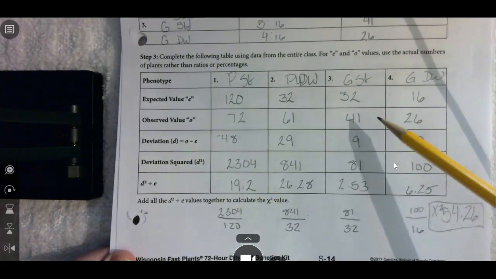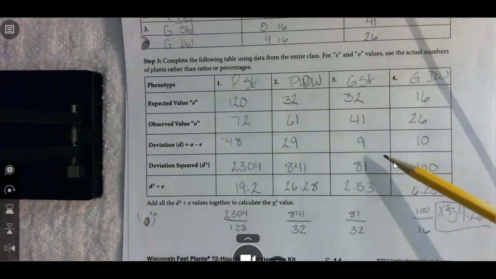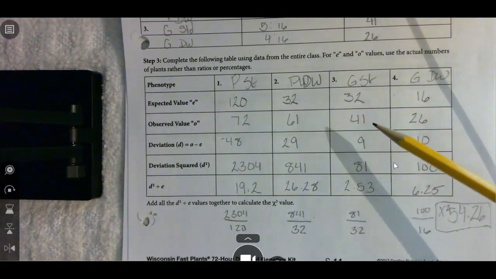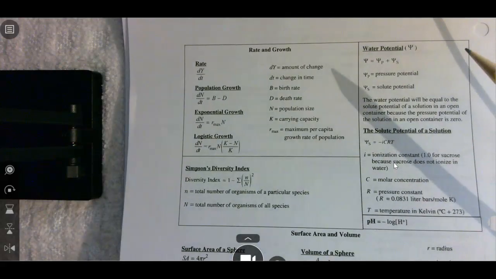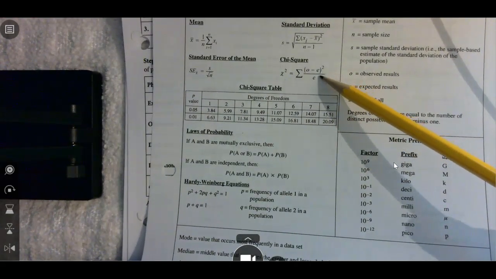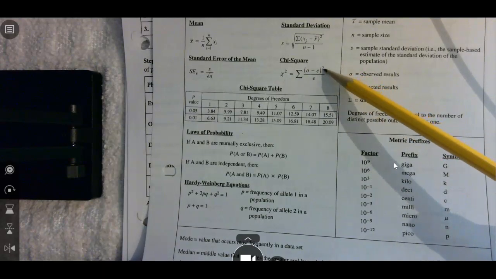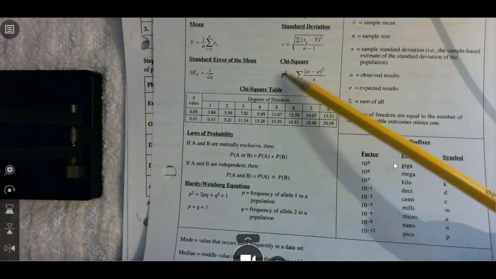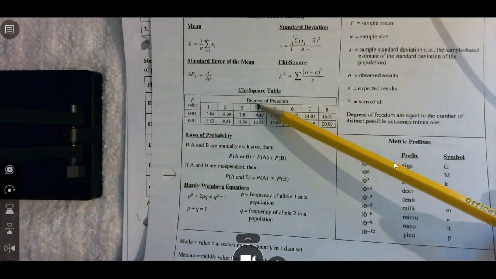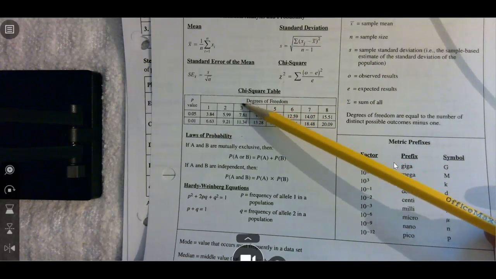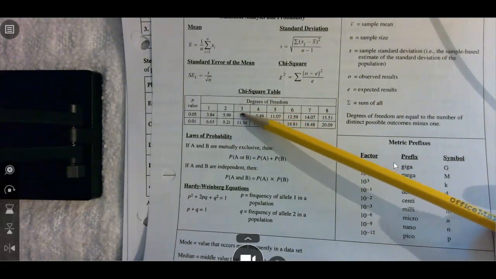The next table, step 3, just has us filling in these numbers again to help us with our chi-squared calculation. So the chi-squared calculation is going to be the sum of the expected outcome minus the observed outcome squared divided by the expected outcome. That gives us our chi-squared. And then when you plug that into a chi-squared table, you look at the degrees of freedom, which is your sample groups minus 1. So our degree of freedom here is going to be 3.